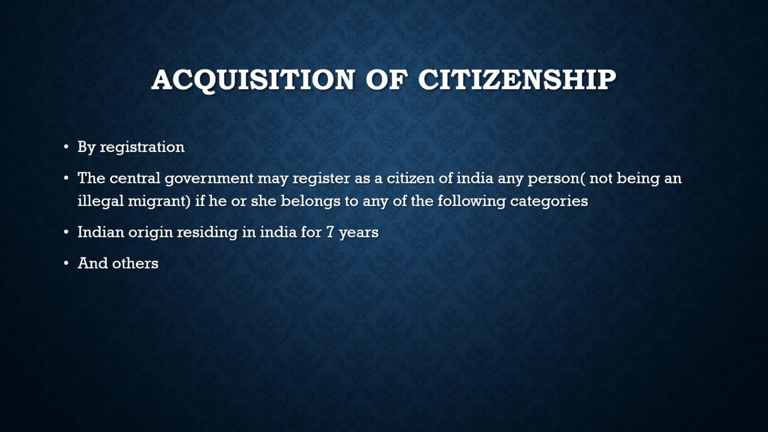For example, there is a person who is an overseas citizen of India, and he is the card holder for 5 years. He can apply for the citizenship, but for at least 12 months he has to stay in India, then he can apply for the citizenship by registration. So these are the ways by which a person can acquire the citizenship of India by registration through these means.